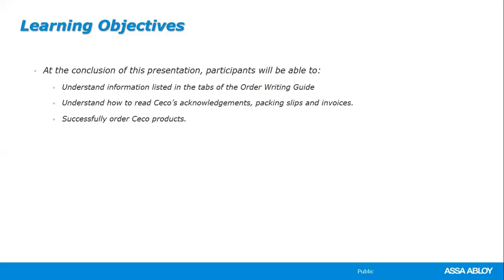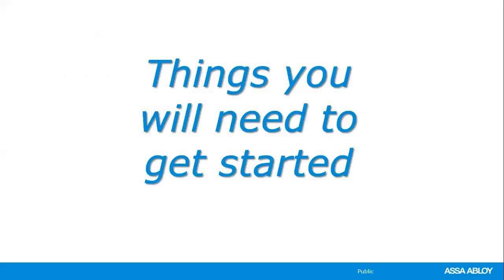Basically on the order writing guide, it's understanding how the order writing guide is laid out. In the sequence that the order guide is laid out, you will be able to look at your acknowledgments, your package slips and invoices. They follow the same sequence, and they will have all the various hardware codes on there. You will also be able to find hardware codes we have listed in the Ceco price book. And as we go through there, you'll see some of those codes listed also.